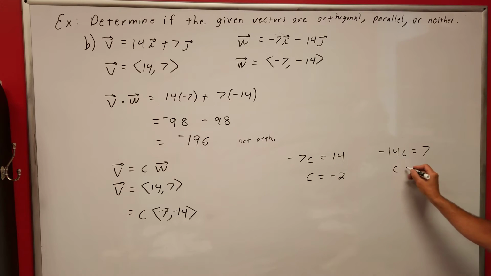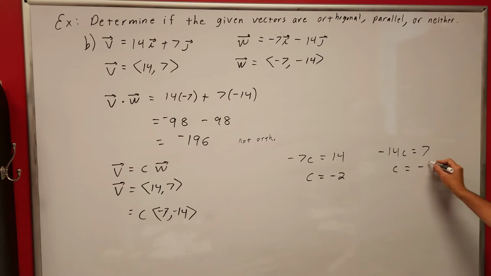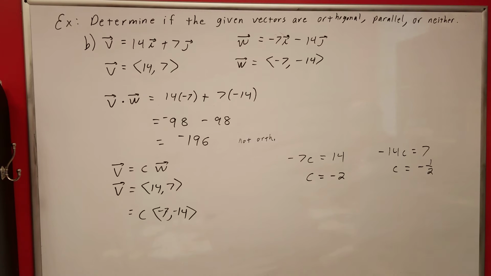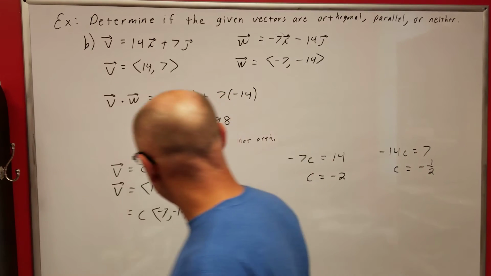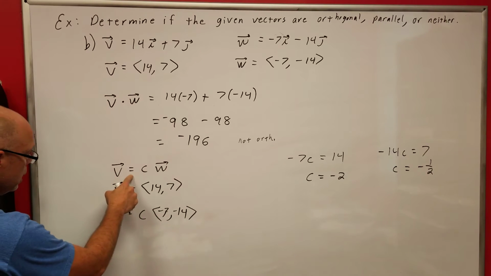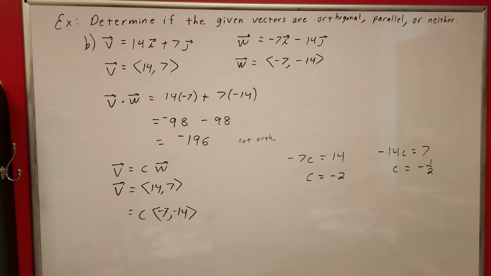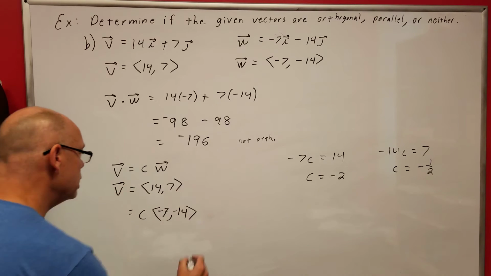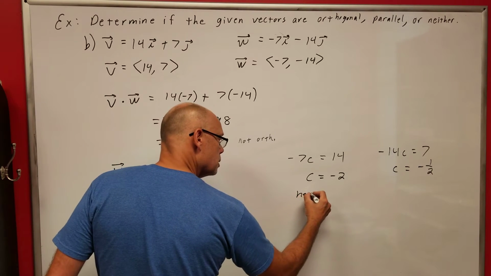How about if I solve this one? I get C is equal to negative 1/2. Notice we don't have the same C value, right? So what are we saying? There is no C here that I can find where V will equal C times W, right? So what can I say if there is no C? I could say they're not parallel.